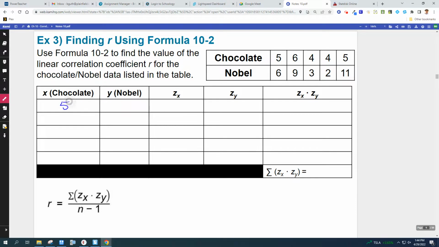So your x numbers are 5, 6, 4, 4, 5. Your y numbers are 6, 9, 3, 2, 11. Now, in order to calculate the zx numbers, you have to remember that zx is going to be x minus your mean over your standard deviation of your x. So you're going to need to find the mean and the standard deviation of those numbers. So check it out.